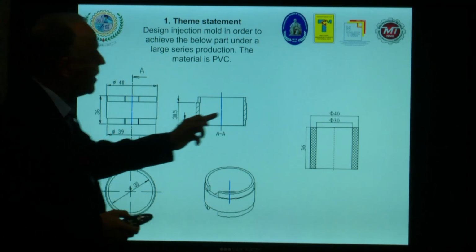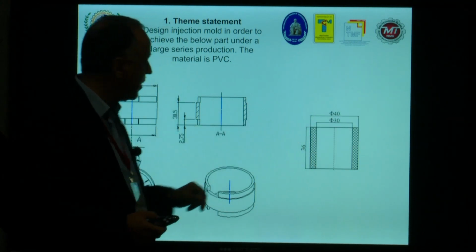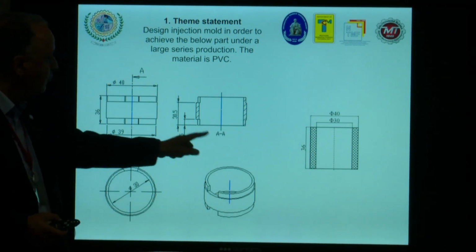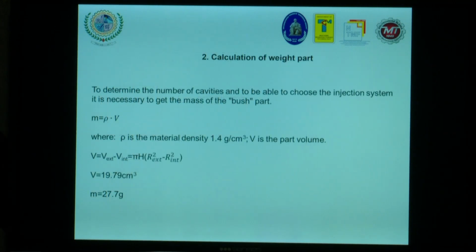I would like to make a presentation for this type of part, but you can choose another one if you want, because the difference is not big, and you can use more or less the same general sketch of the mold. So, concerning the calculation of the weight of the part, it's quite easy. It's density multiplied by volume. You can make the calculus for volume, and afterwards we'll have the final value for the mass.